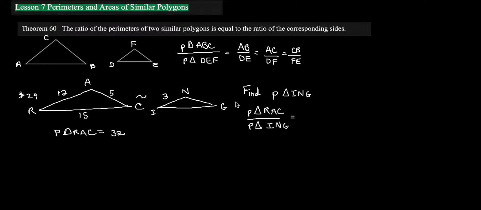Trying a new blackboard. Hopefully this works better. This is lesson 7 from chapter 10, perimeters and areas of similar polygons. This is easy, but something you're going to have to memorize, something that's easy to forget.